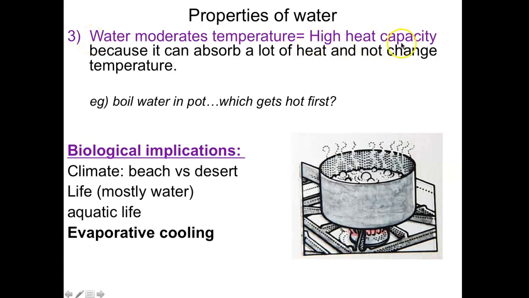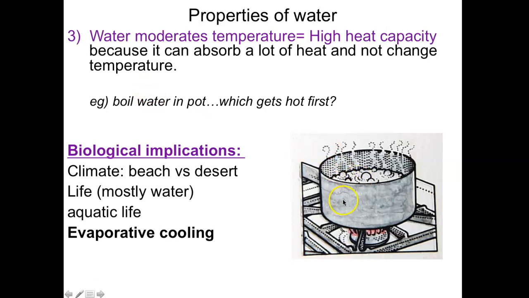It has a high heat capacity. What that means is that water can absorb a lot of heat, or release, I should actually put, or release a lot of heat without changing temperature. So if you put on a pot of water to make pasta, which gets hot first, the metal pot or the water?